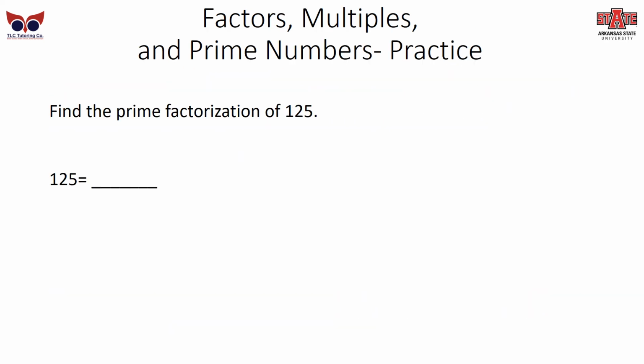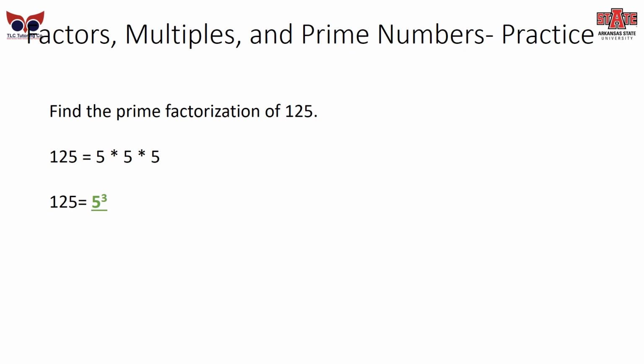So let's try this. What's the prime factorization of 125? For this, you can't use 2 and you can't use 3. You divide 125 by 5, you get 25. You divide that by 5 and you get 5 again. So 5 times 5 times 5 is the prime factorization of 125.